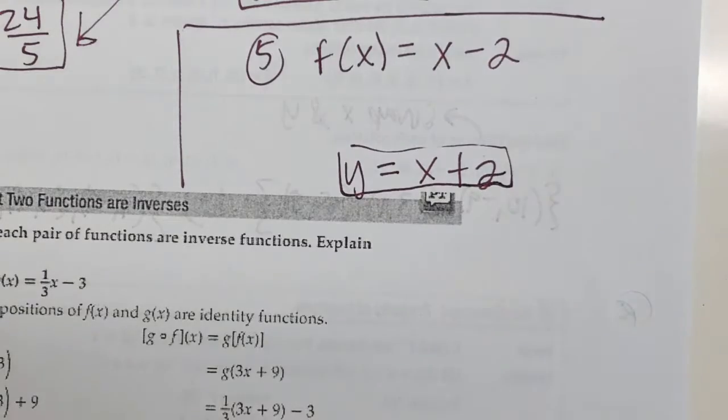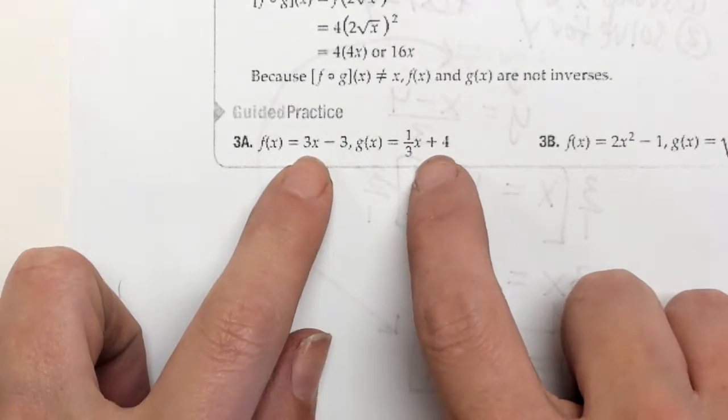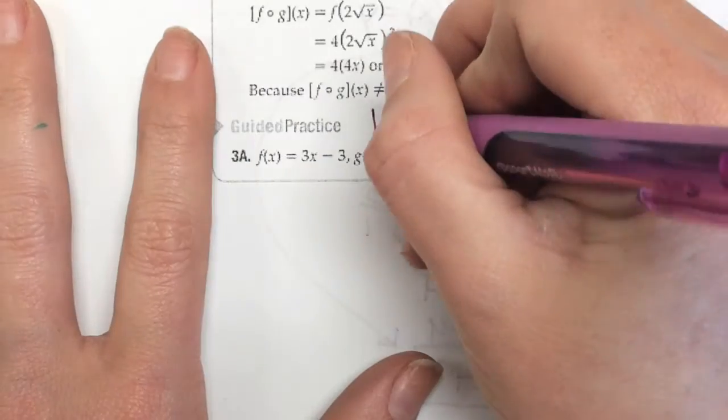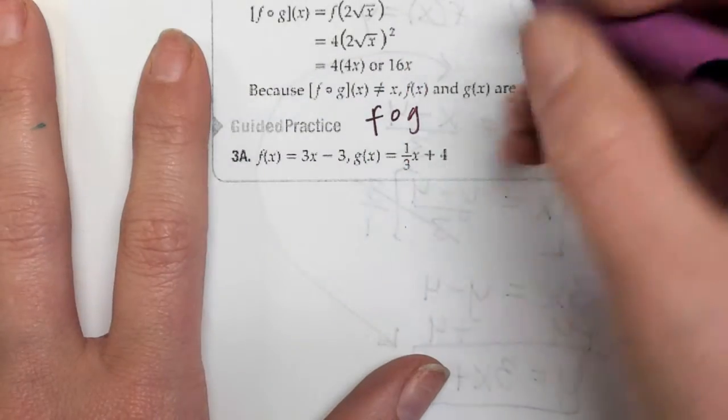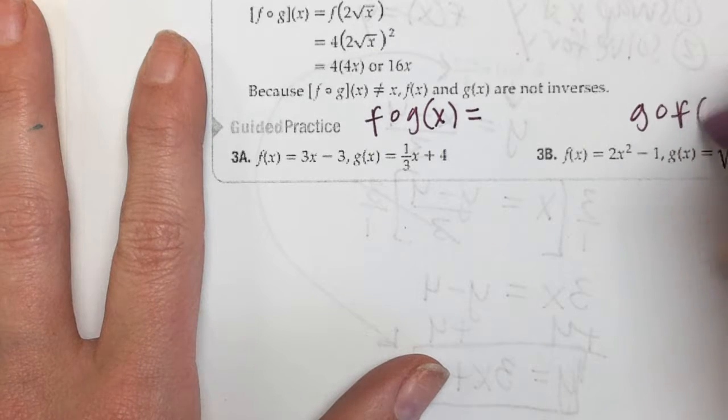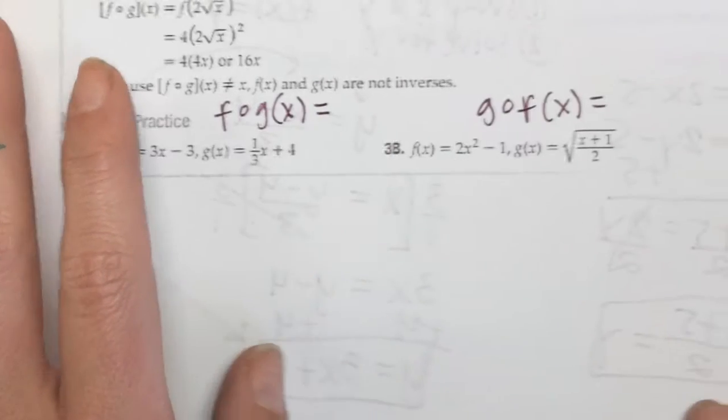Alright, moving on. So, this is how you check these, what we're about to do. They're going to give you 2 functions and say, are they inverses, yes or no? So, to find it, you have to find f of g, which y'all know how to do, hopefully. Some of y'all still don't because your checkpoint says so, but hopefully this will help.